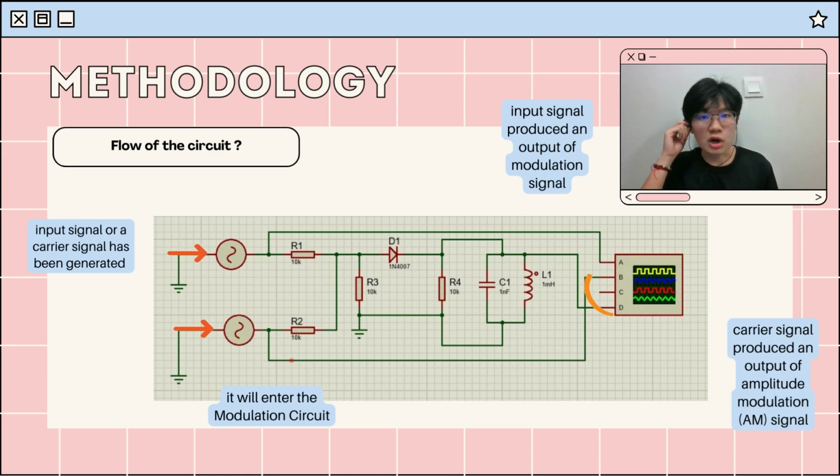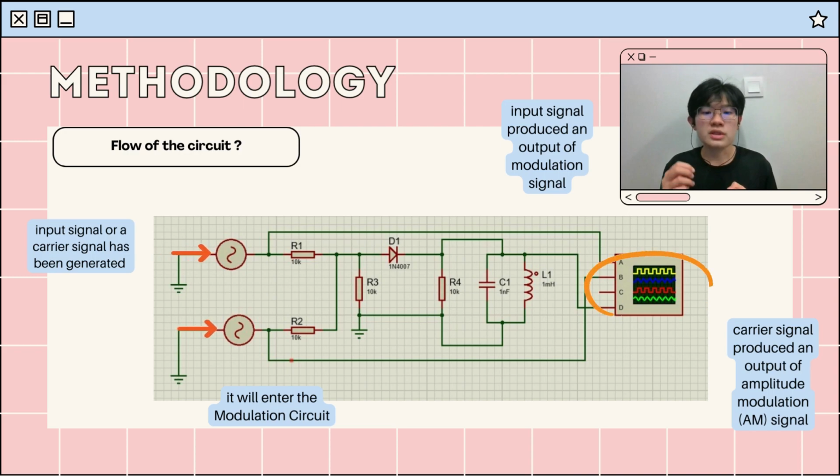This circuit diagram is drawn and simulated by the Proteus app and consists of two AC supplies, 4 resistors with a resistance of 10 kilo ohm, a diode of model 1N4007, a capacitor of 1 nanofarad, an inductor of 1 microhenry, and an oscilloscope.